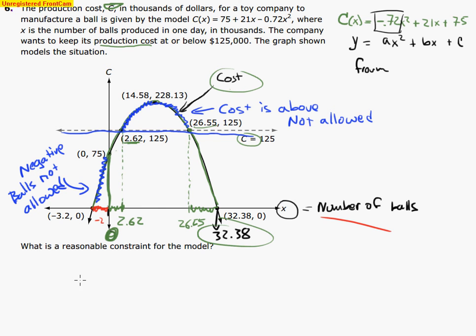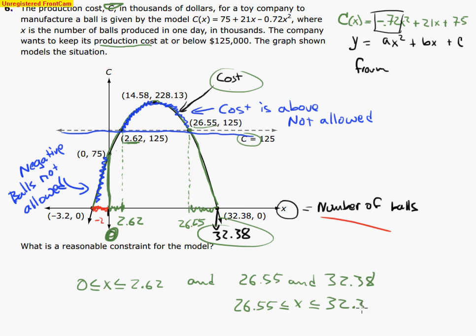So I would say that X is in between 0 and 2.62, and X is between 26.55 and 32.38. Wow, I didn't write this one correctly, did I? I'm supposed to write it with inequalities. 26.55 is less than or equal to X is less than or equal to 32.38. Caught me sleeping on the job.